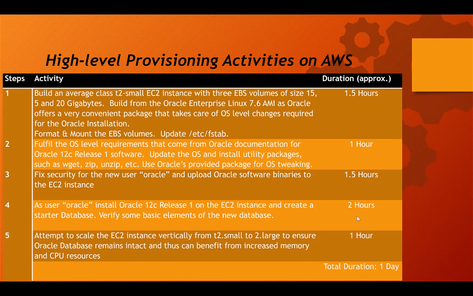Here is a high-level overview of what we will cover in this video. We first build an average class T2 small EC2 instance with 3 EBS volumes. We choose to build from an AMI, which is an Oracle Enterprise Linux 7.6. We purposefully choose AMI with OEL 7.6 as it offers a very convenient package given by Oracle Corporation for making OS level changes required for the Oracle installation.